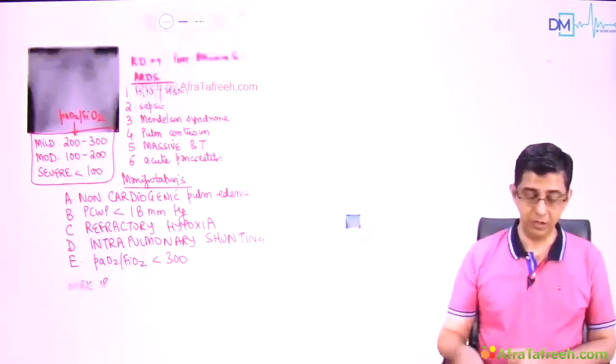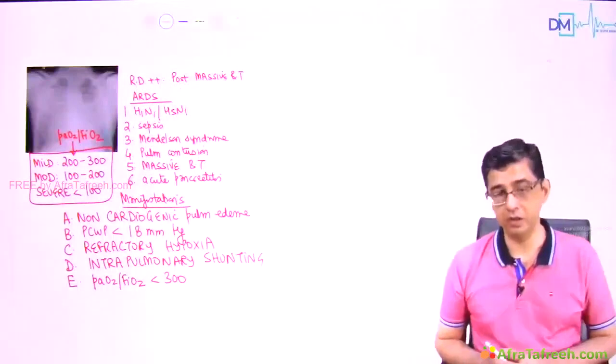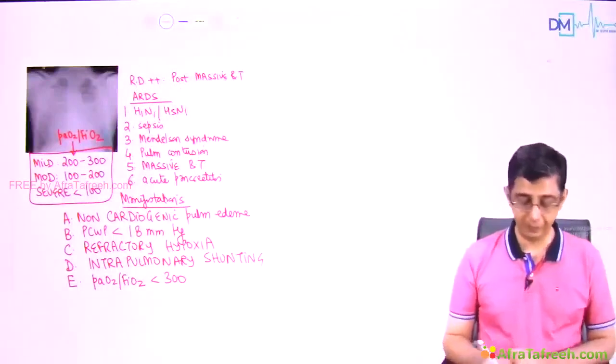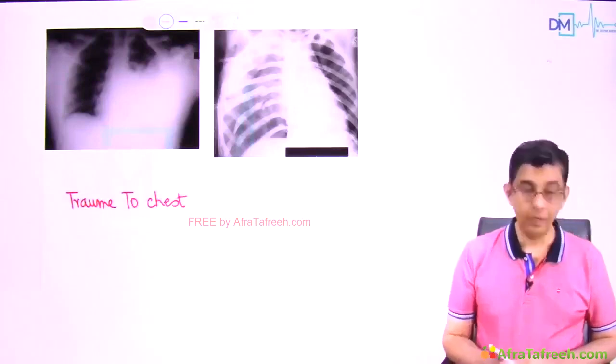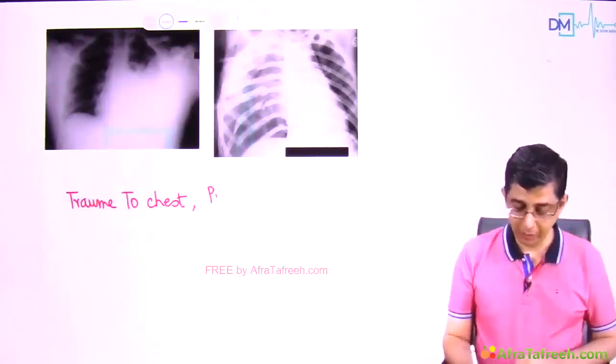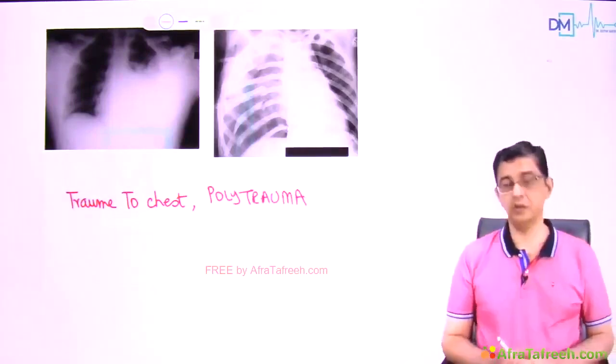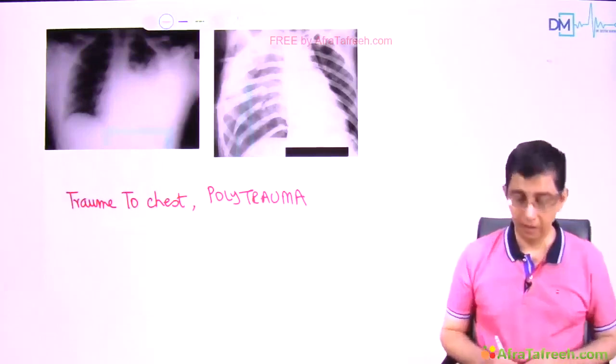Trauma to chest can result in even a development of ARDS in the first 24 hours. Now, trauma to the chest can also result in development of a hemothorax, and trauma to the chest can also result in development of a flail chest in an individual. So whenever a question begins like this, that the person had trauma to chest or the patient had polytrauma and is now developing respiratory distress, the answers in the question will vary.